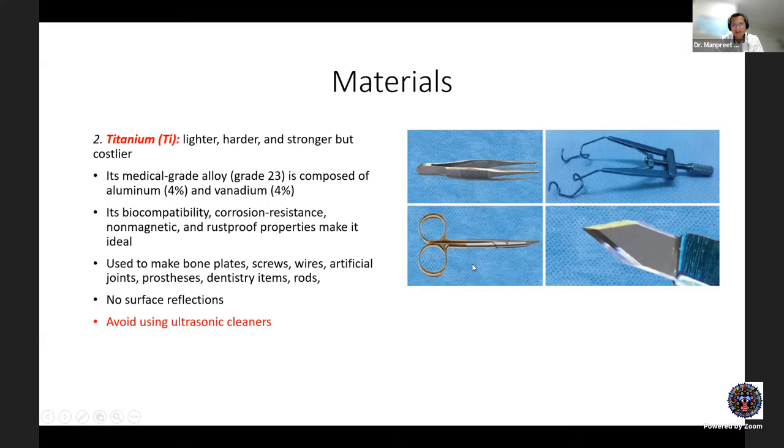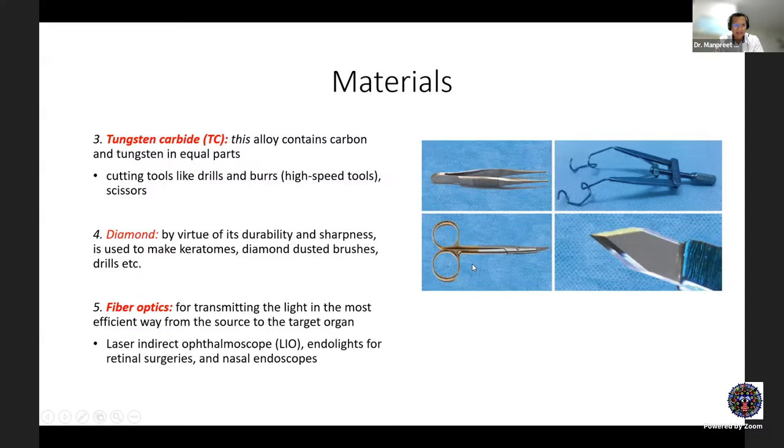Third is tungsten carbide. It's not gold, okay? This alloy contains carbon and tungsten in equal parts. It's a very hard material used for cutting tools like drills. We use it sometimes for DCR or orbital decompressions or burrs, and high-speed tools, basically. And I can tell you, tungsten carbide scissors will stay with you for a lifetime. You can buy once and retire with that.